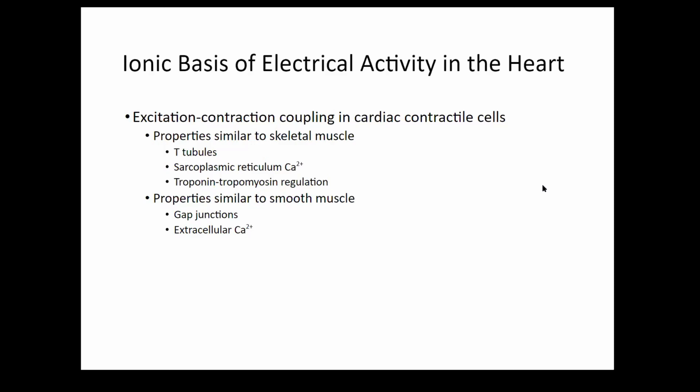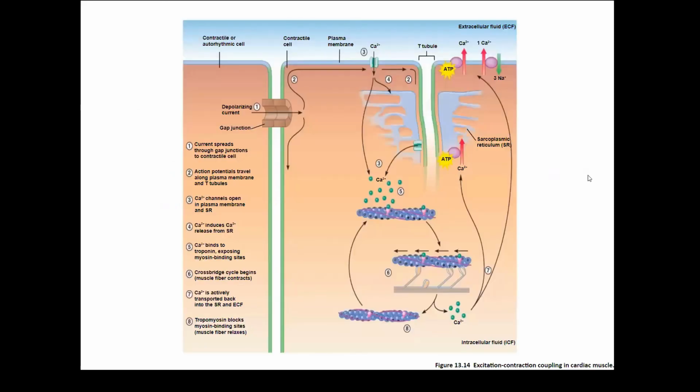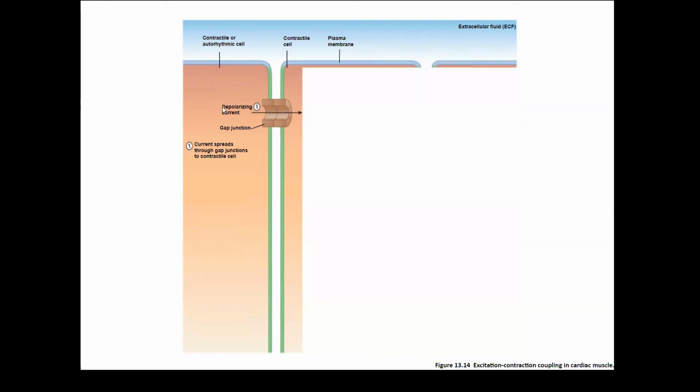Let's go ahead and take a look at that. So this is the big whole diagram, but we're going to talk about it in steps. So we're going to start here with number 1. A depolarizing current comes through a gap junction from a neighboring cell, possibly another contractile cell, but possibly an autorhythmic cell. So maybe one of our conduction fibers, for example. Okay. So we have our depolarizing current, our electrical signal, our ions coming through.